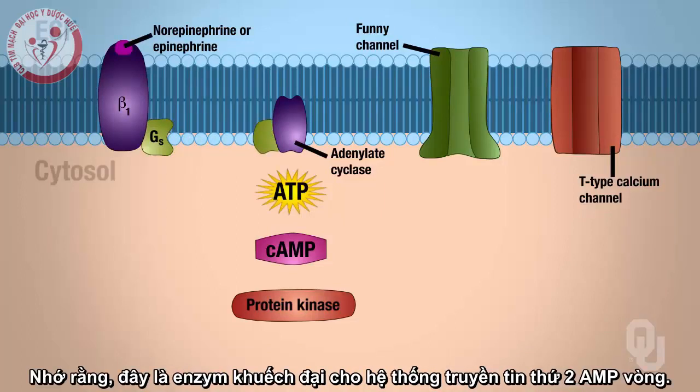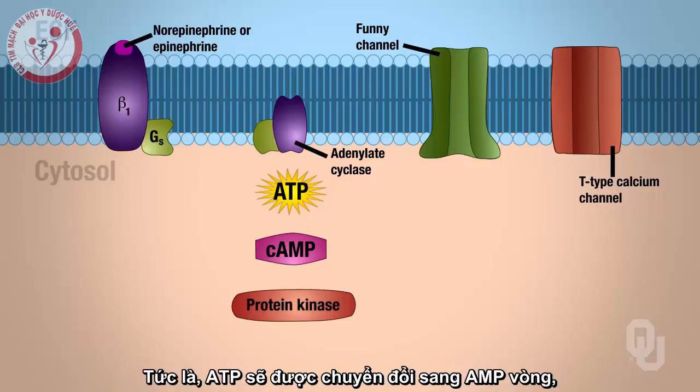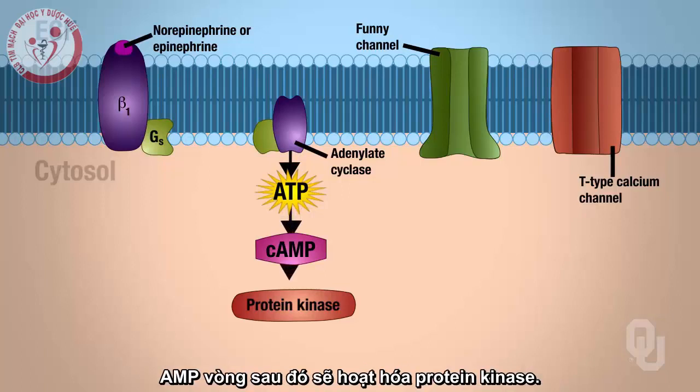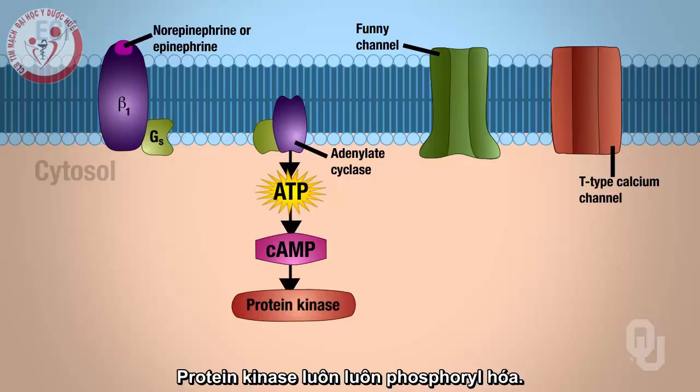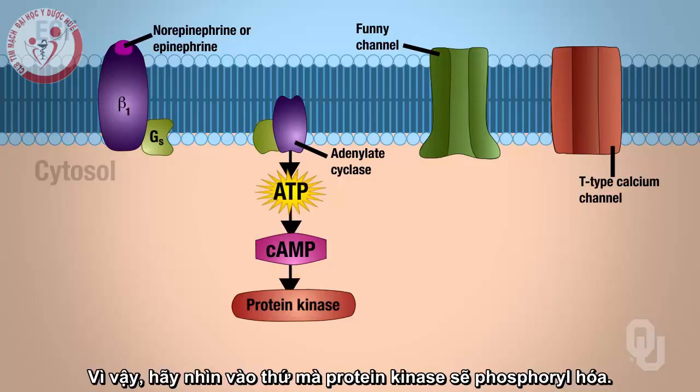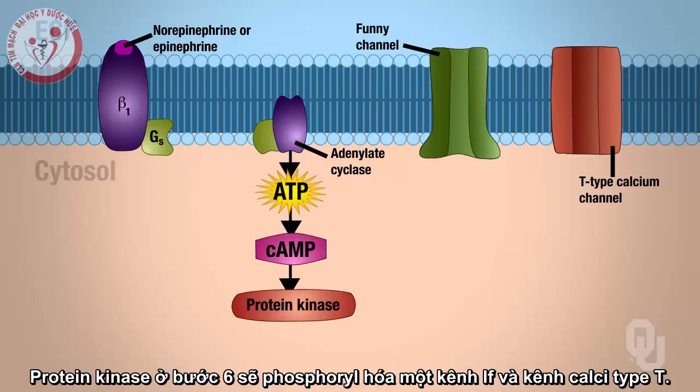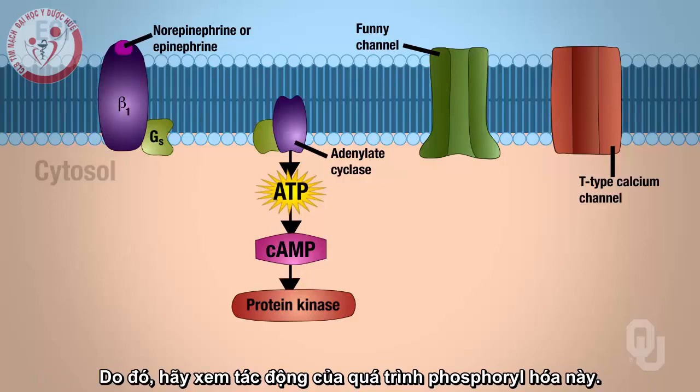Remember, that's the amplifier enzyme for the cyclic AMP second messenger system. So that means ATP is going to be converted to cyclic AMP. Cyclic AMP then is going to activate protein kinase. Protein kinase always phosphorylates. So let's look at what protein kinase is going to phosphorylate. In step 6, protein kinase is going to phosphorylate the funny channel and the T-type calcium channels. Let's look at the effect of this phosphorylation.